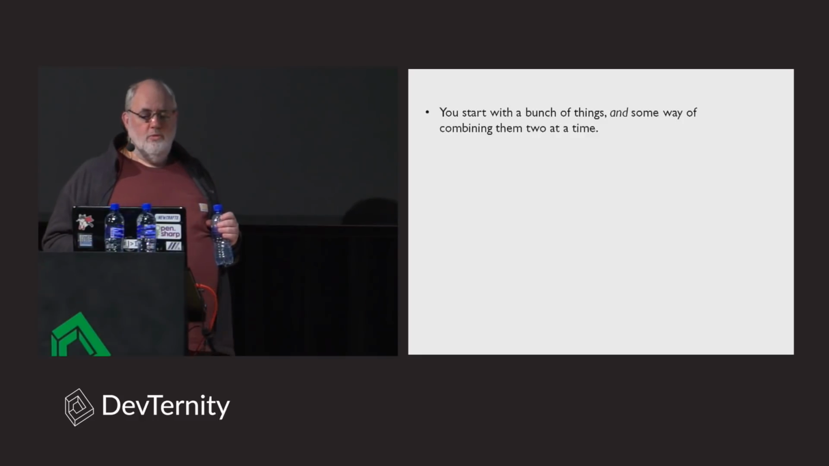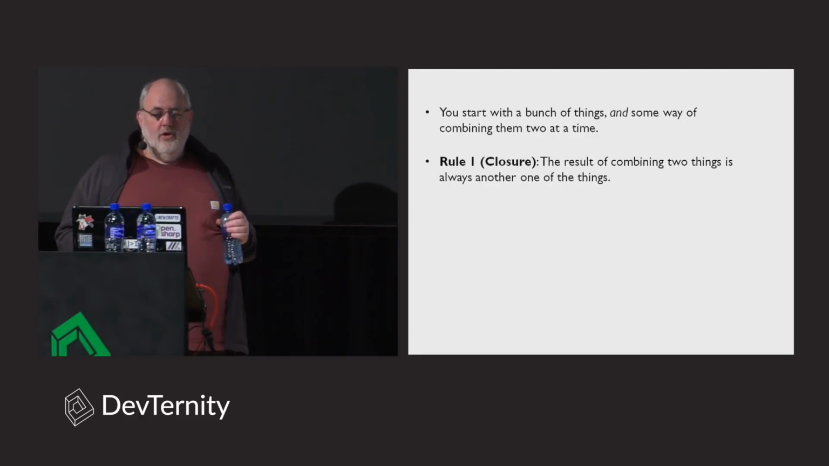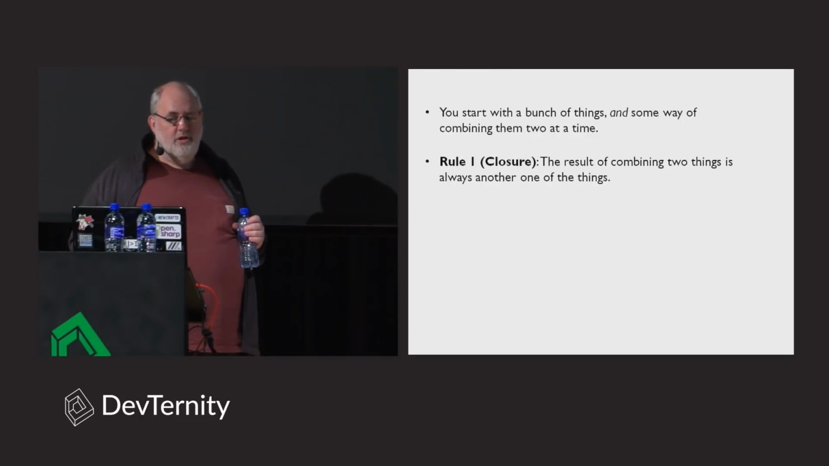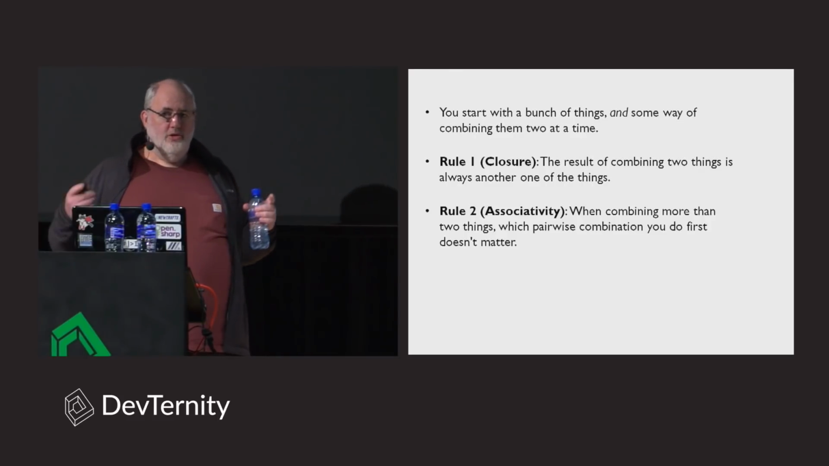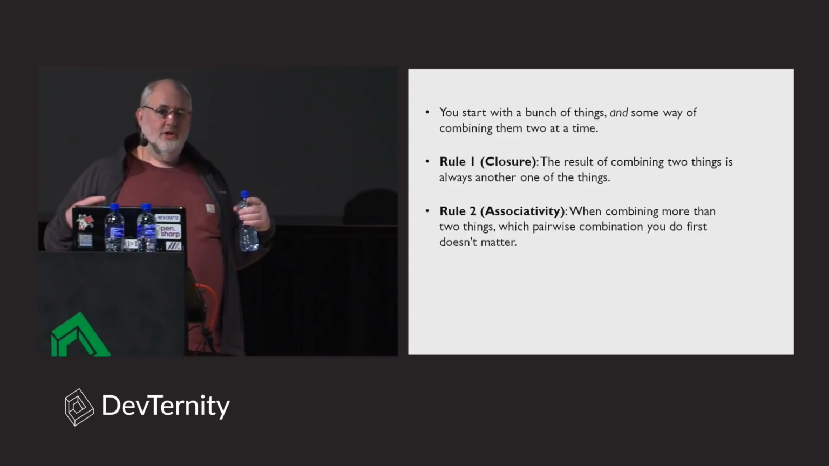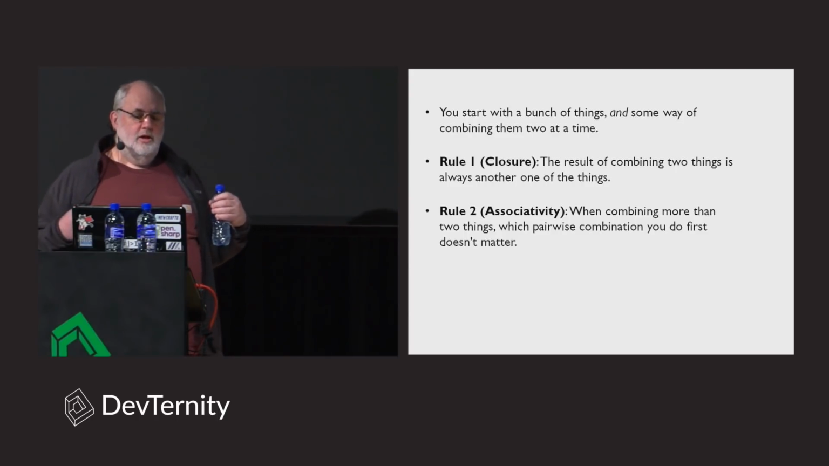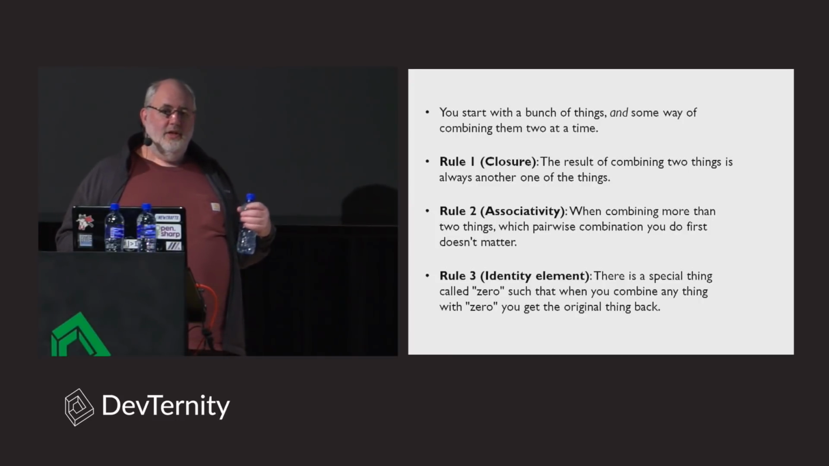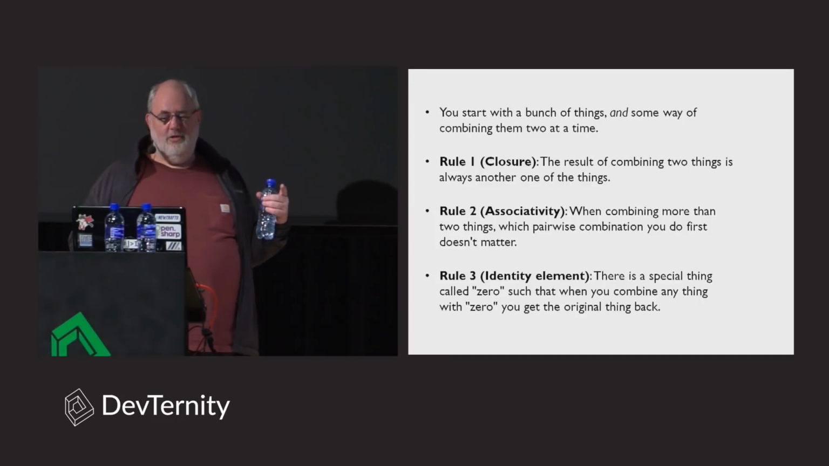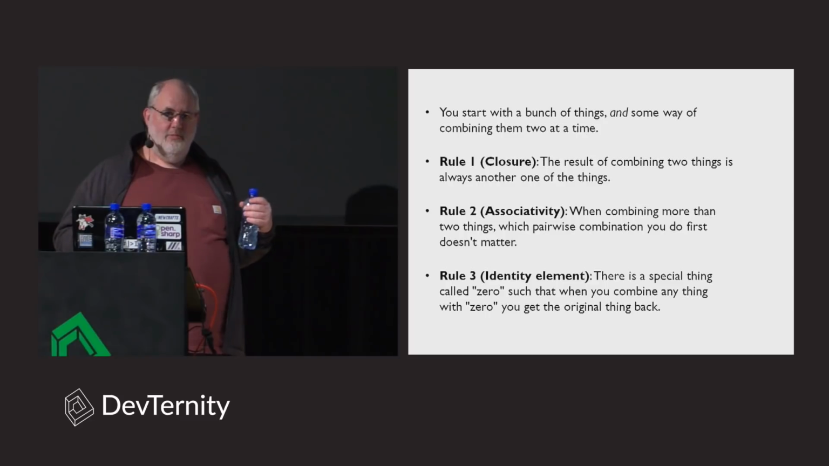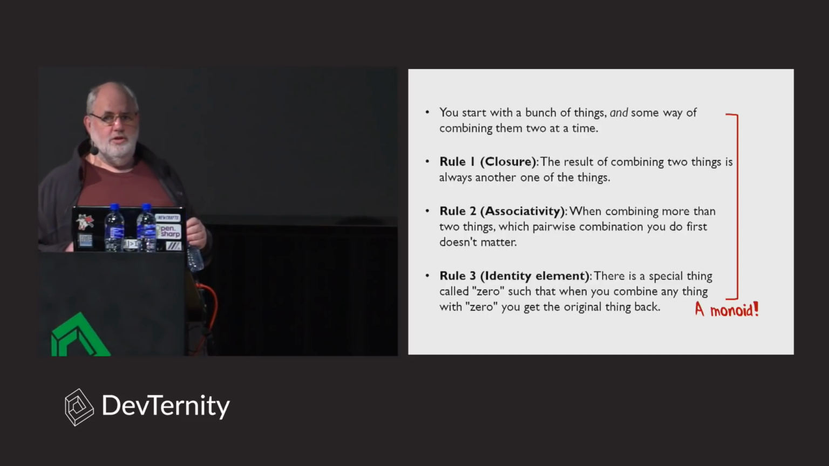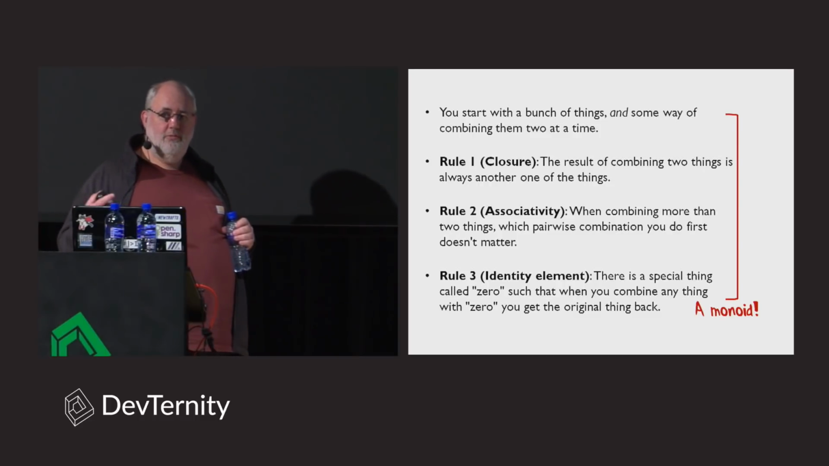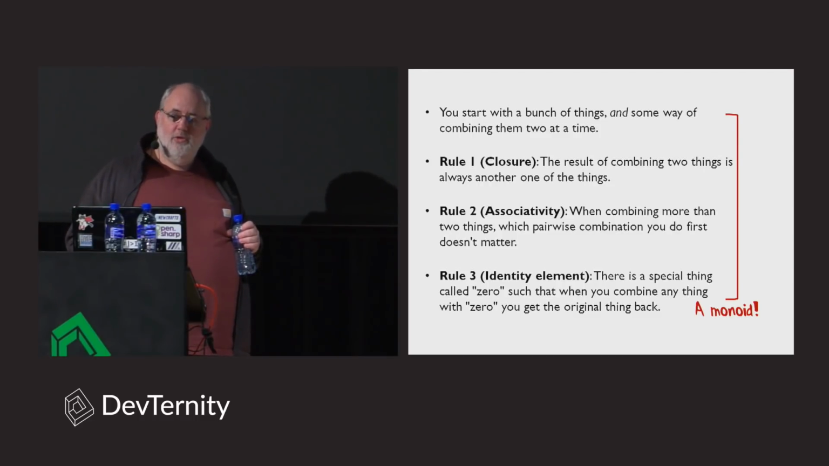So let's look at what we've got. We've got a bunch of things, and some way of combining them 2 at a time. The first thing is closure: when you add 2 things, you get another thing of the same type. The second thing is associativity, which means the order doesn't matter. And the third thing is there's a 0, an identity element, that when you add it, you get the same thing back. So those 3 things, that's all a monoid is. If you can understand the basic math, now you understand what a monoid is.